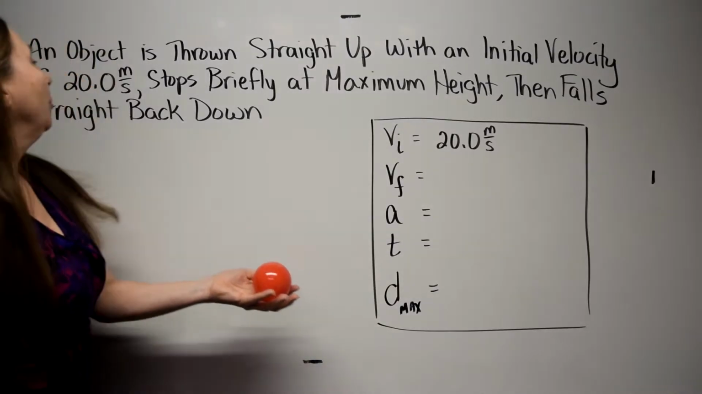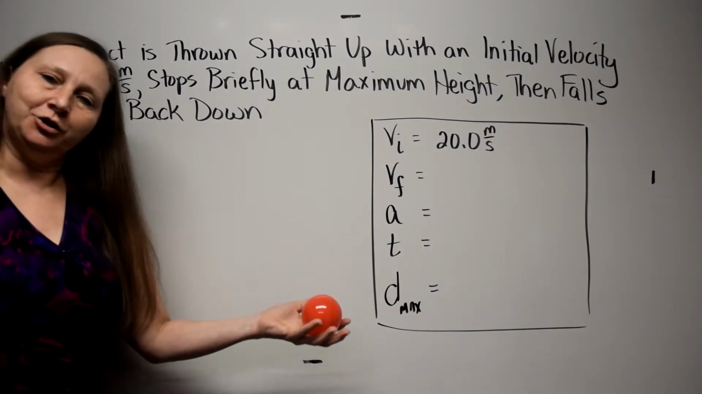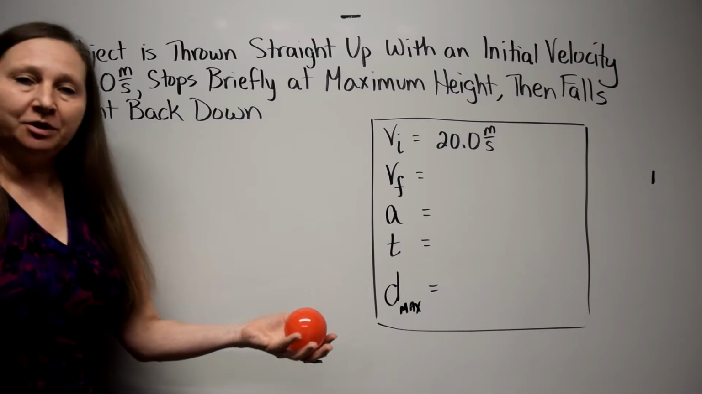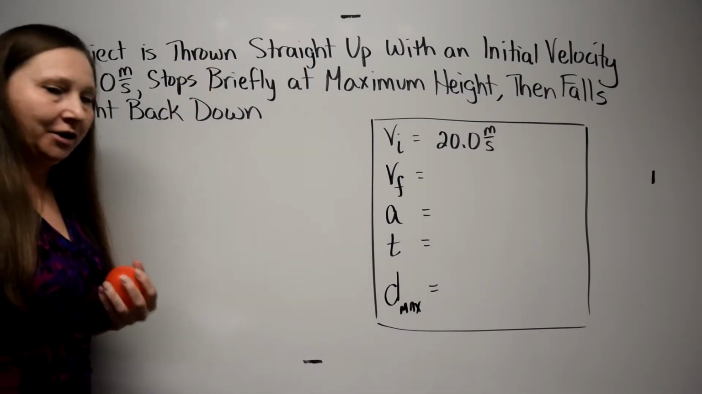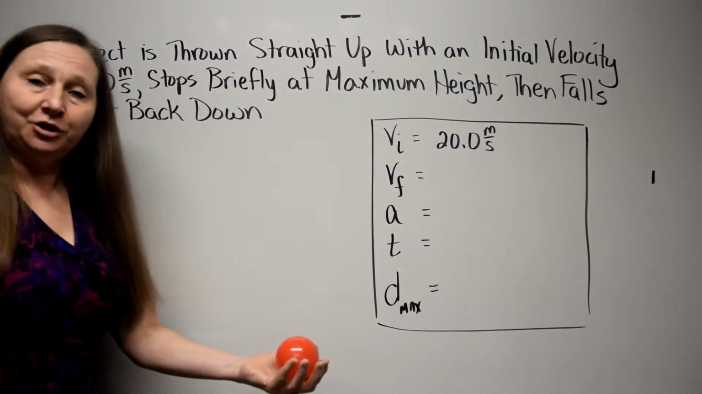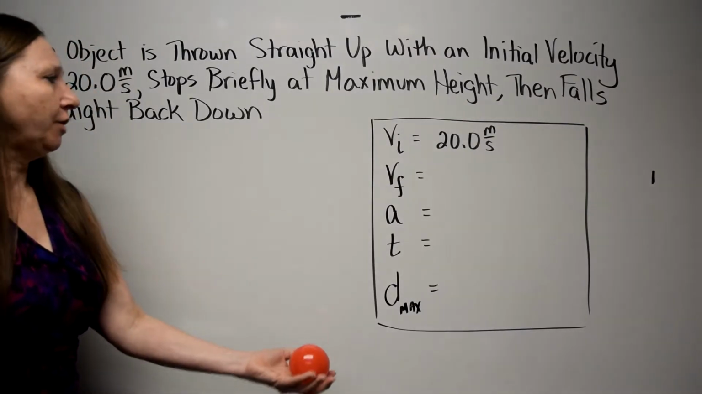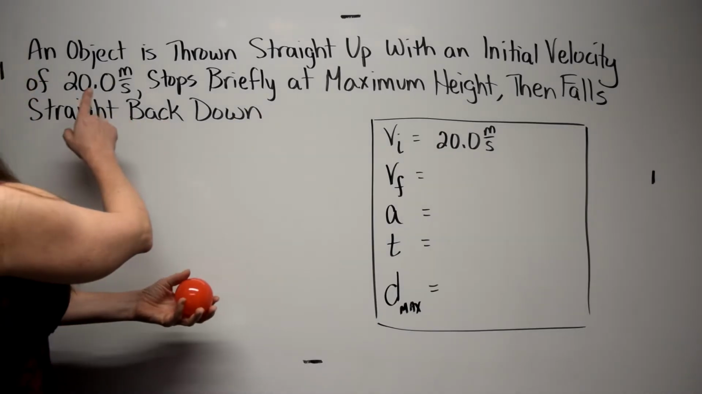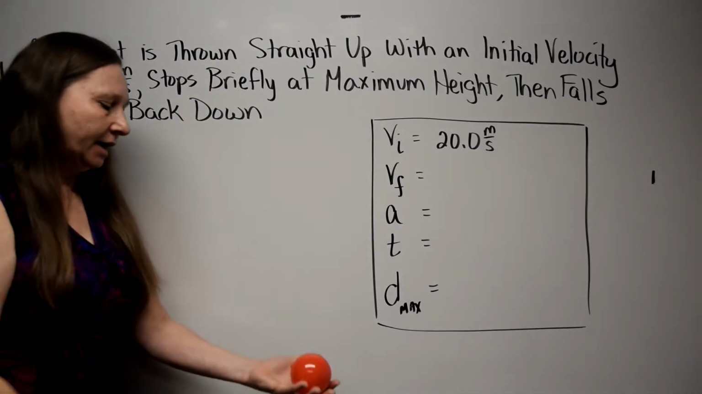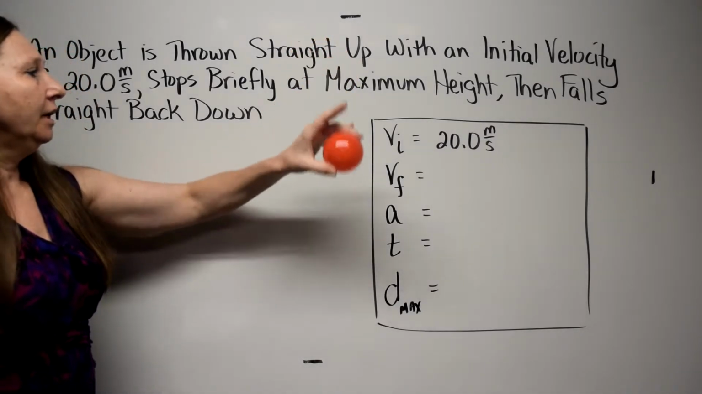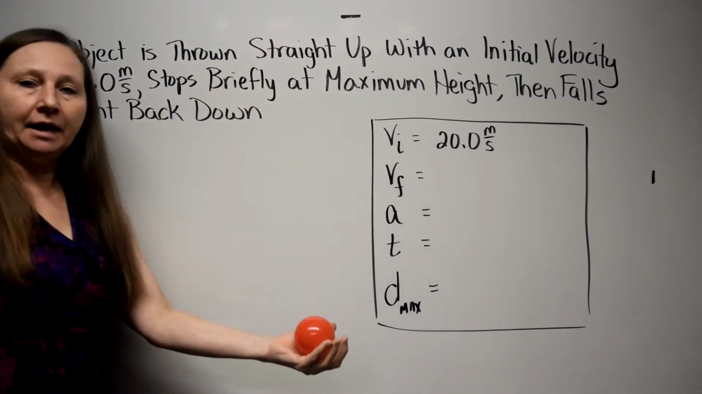This time, we have a situation where an object is thrown straight up with an initial velocity of 20 meters per second. Now, I'm not going to do that here, but we're going to make believe. So thrown straight up, it stops briefly at maximum height. In other words, it stops here and then falls straight back down.